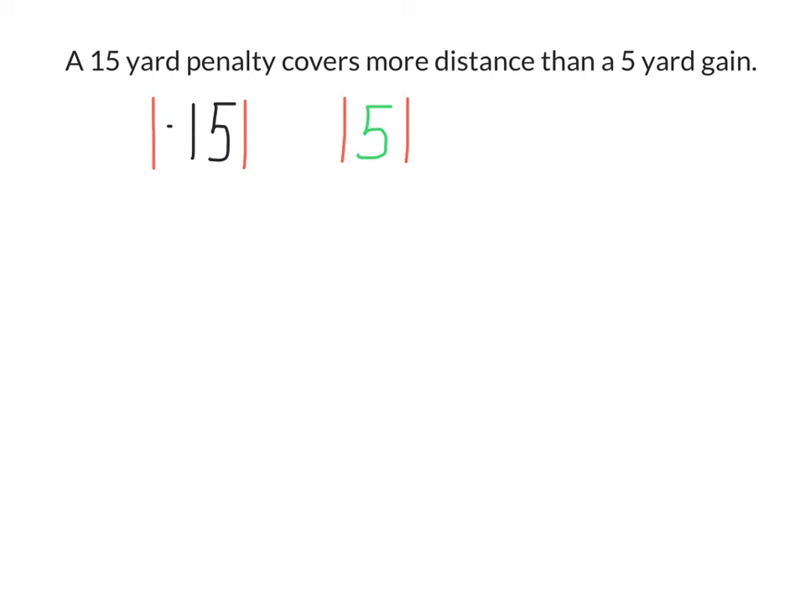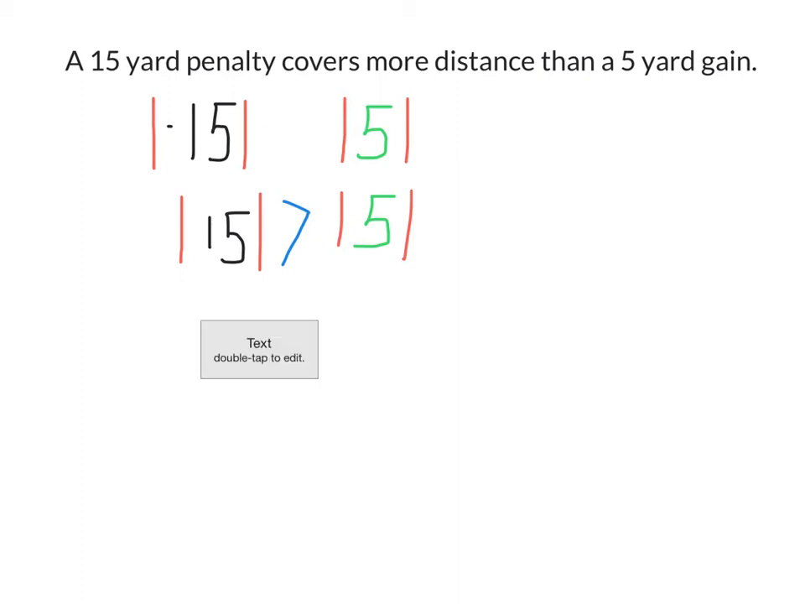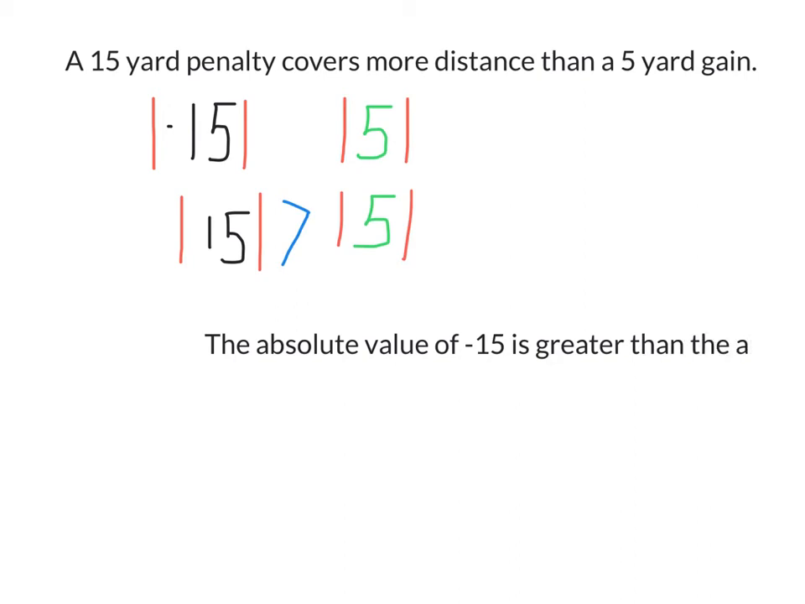So we do the absolute value of each of those. The absolute value of negative 15 is 15. And the absolute value of 5 just stays 5. So now we can compare those. Which one is greater, 15 or 5? So we take a look at that. And we know that 15 is greater than 5. So in your reasoning, you would say the absolute value of negative 15 is greater than the absolute value of 5. And that would be your reasoning.